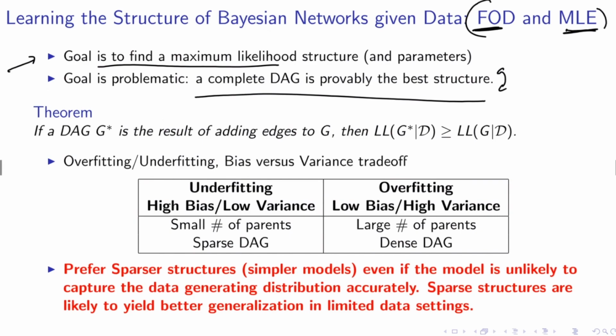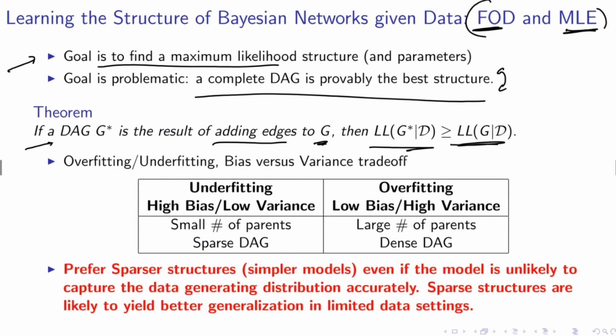I know this because we can easily prove a theorem which says that if you're given a DAG G, then any DAG G star that is constructed from G by adding edges will be such that the likelihood of G star will be greater than or equal to the likelihood of G.